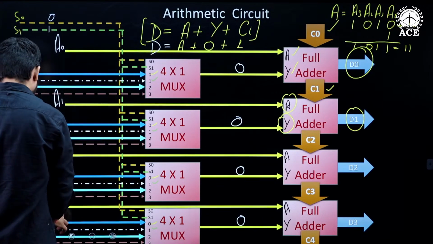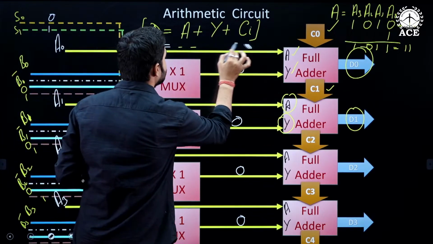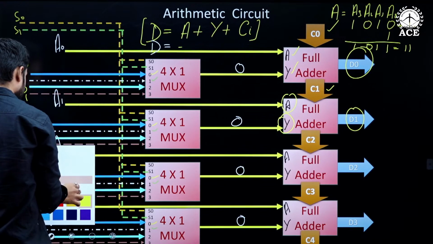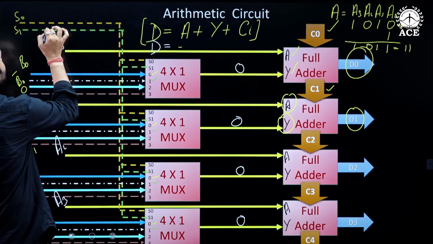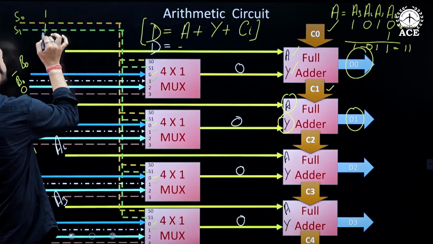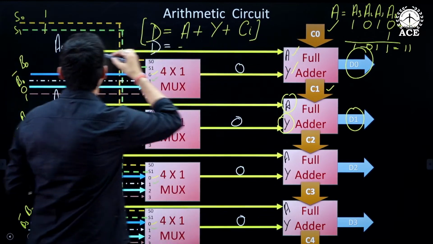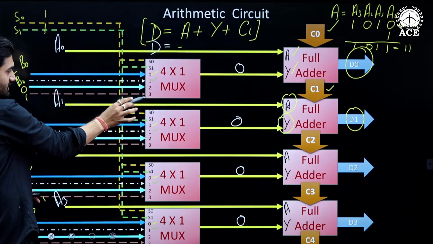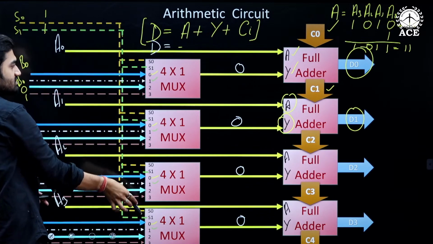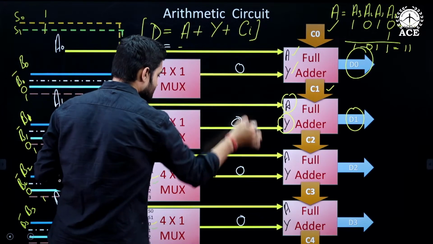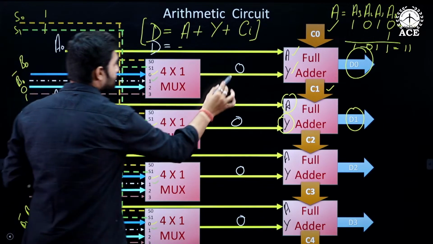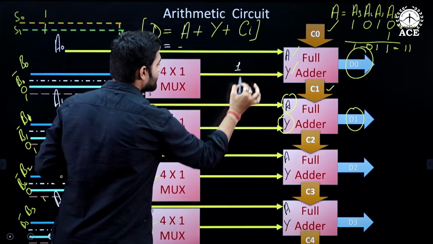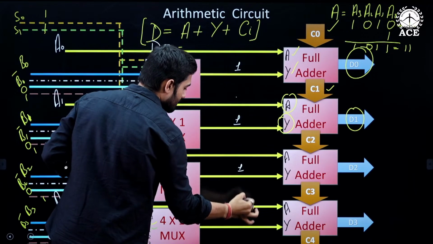Now look at this part. Now I am providing my input like that. I think 1 1 I am providing. 1 1, C in is 0. If I am providing 1 1, which input? Third input, from the mux. Now the output will be 1. So these 0 will not be there. Output is here 1 1 1.